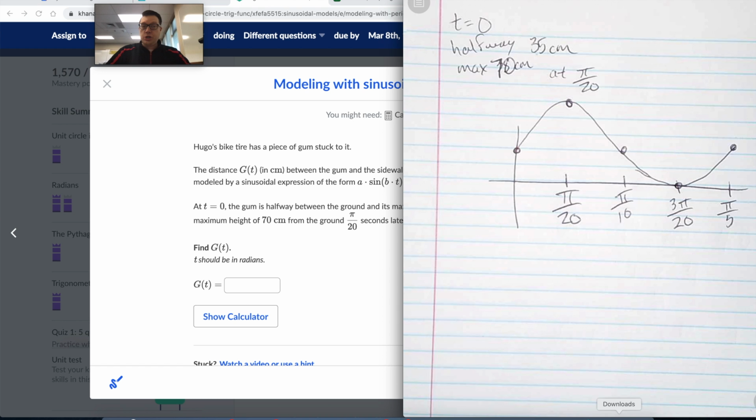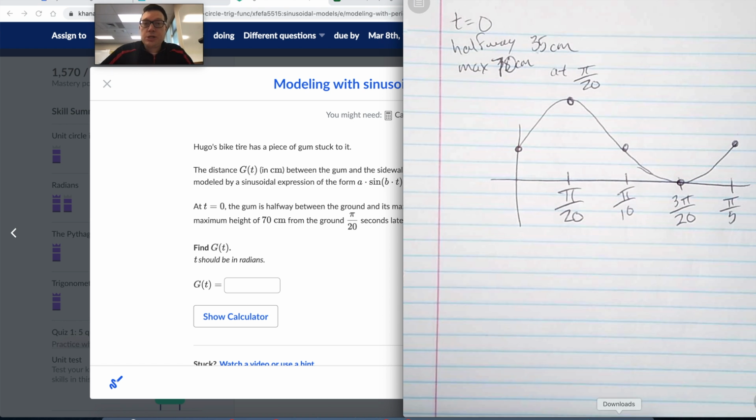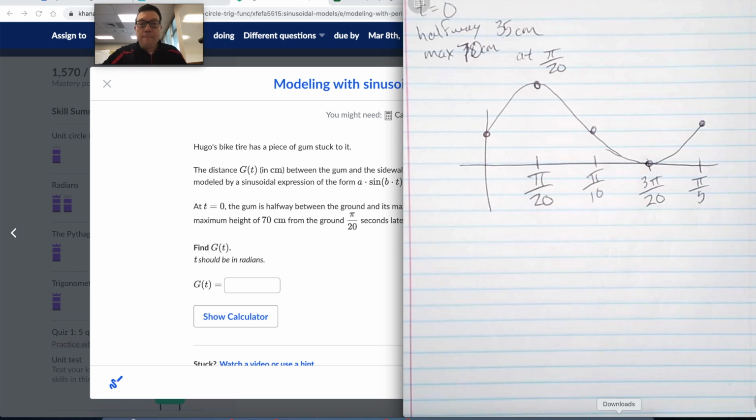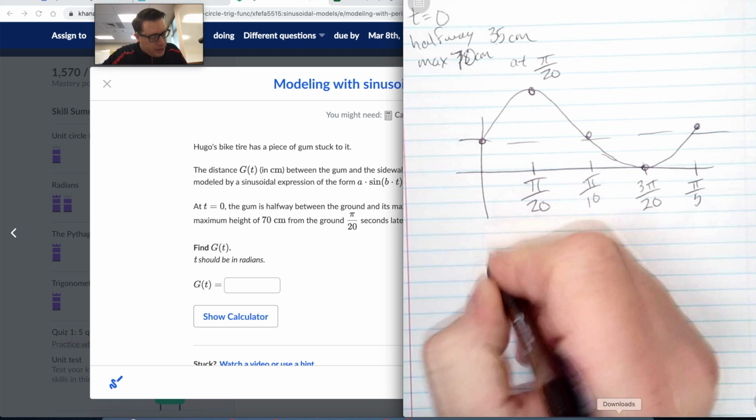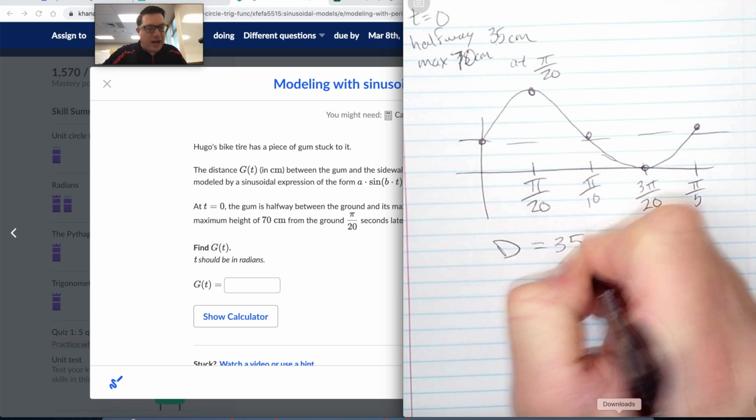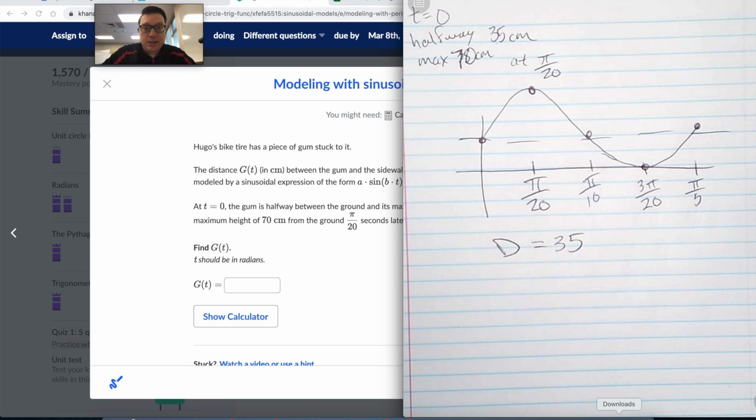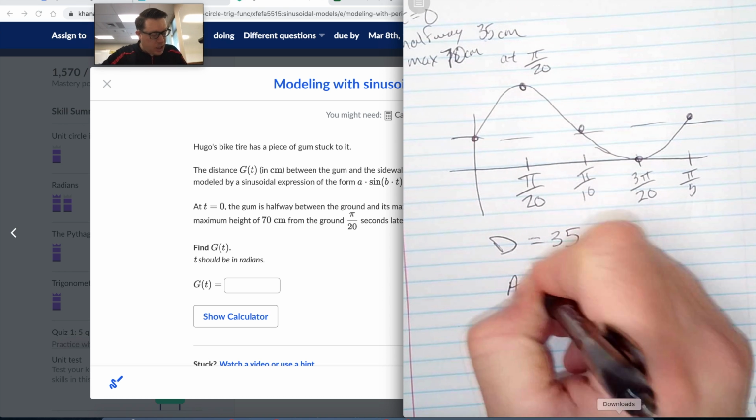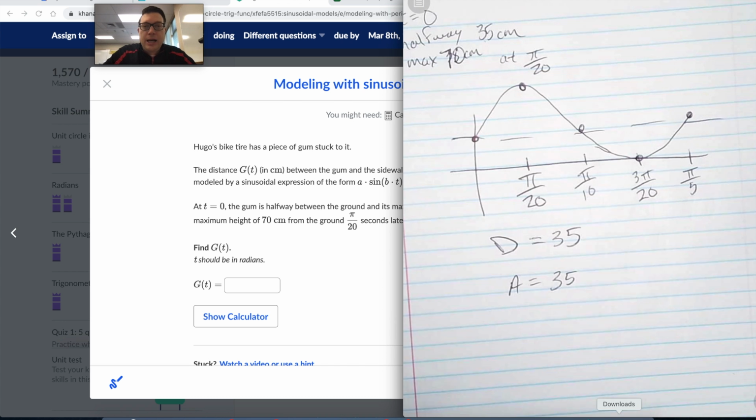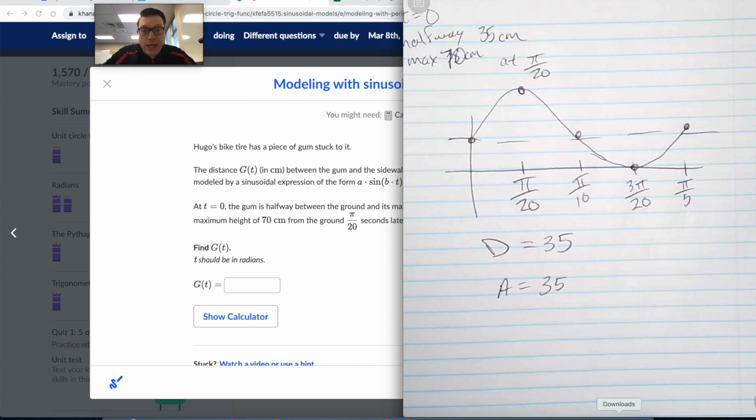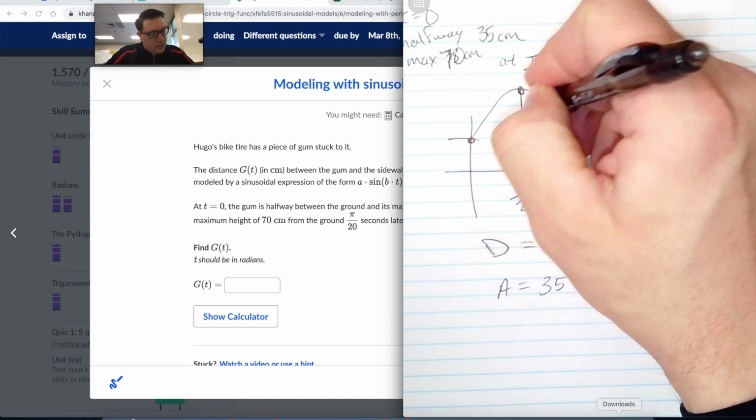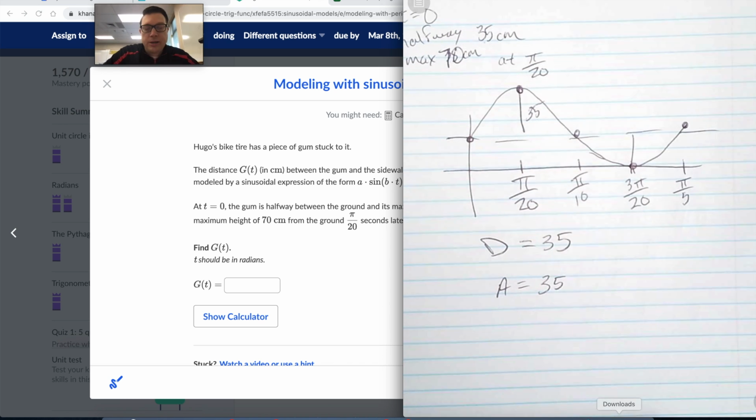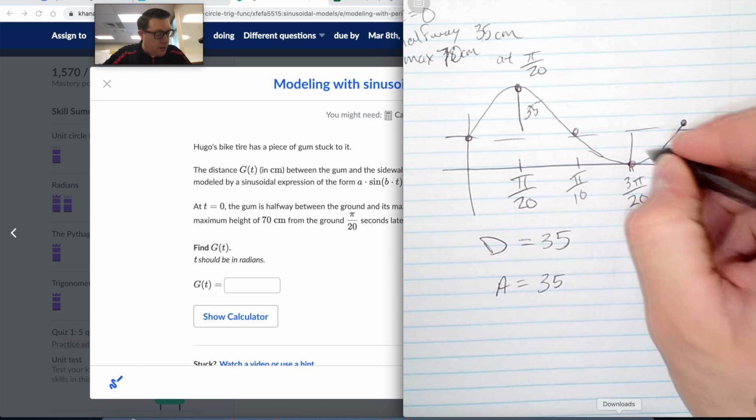So using that information, we should be able to determine the different parameters. Let's get the easy one: the midline, it's the middle. D is 35 because that's the midline. And actually, the way that this scenario works, with the tire touching the ground, the midline and the amplitude in this case are the same. There's 35 centimeters of distance between the midline and the max. There's 35 centimeters of distance between the midline and the minimum.